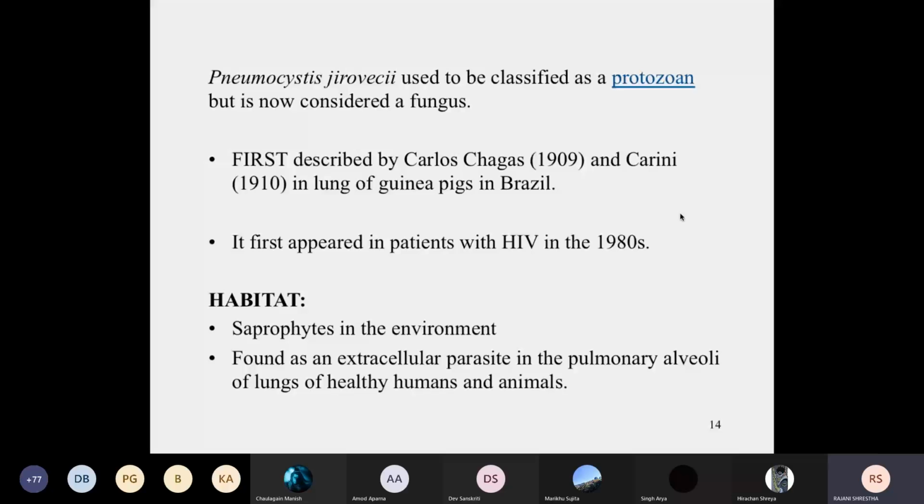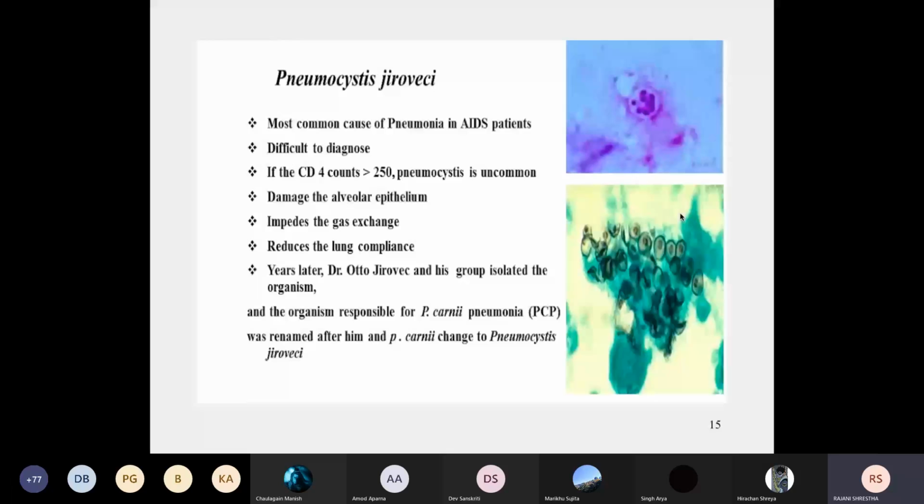And it was first described by Chagas and Carini in 1910 in the lung of the guinea pig. And it appeared in humans as a pathogen in AIDS patients in the 1980s. The habitat of this fungus is that they are saprophytes, and they are also found as extracellular parasites in the pulmonary alveoli of healthy individuals. So they are responsible for causing opportunistic infection.